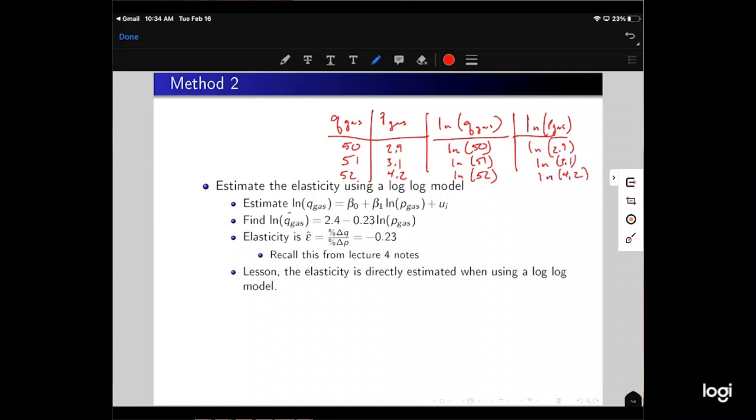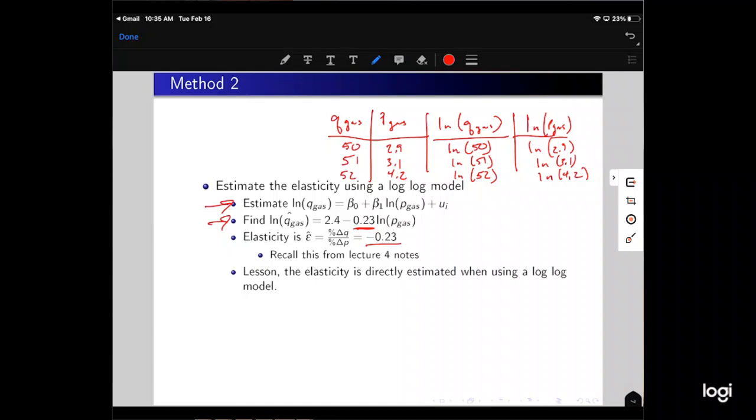What this really does is just turn it into proportions. If we regress log Q gas on log P gas, like we've written here, we find that log Q gas is equal to 2.4 minus 0.23 log P gas. Then the elasticity is simply the coefficient, negative 0.23. The interpretation of the beta 1 coefficient in a model with both variables logged is that a percent change in X causes a beta 1 percent change in Y. In this case, a percent change in P causes a beta 1 percent change in Q. So it's negative 0.2, or 23%.